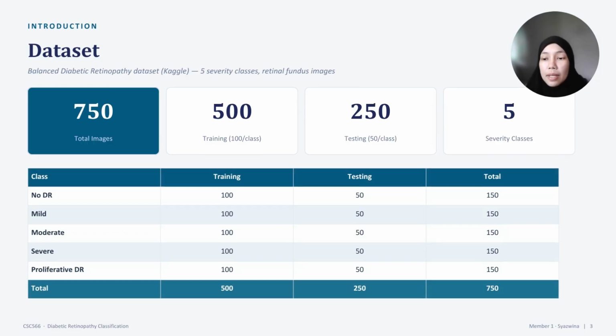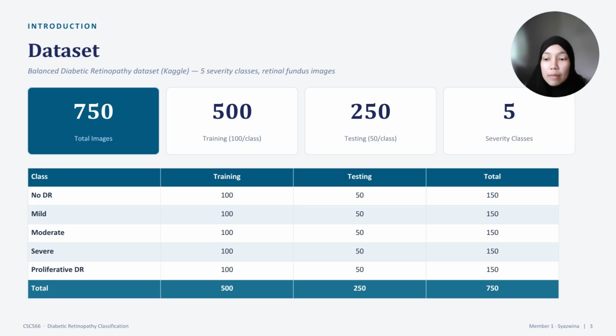Okay, next. For the dataset, we use the balanced diabetic retinopathy dataset from Kaggle. It contains 5 classes: no DR, mild, moderate, severe, and proliferative DR. A total of 750 retinal images were used. For each class, 100 images were selected for training and 50 different images were used for testing. Therefore, the complete dataset consists of 500 training images and 250 testing images.